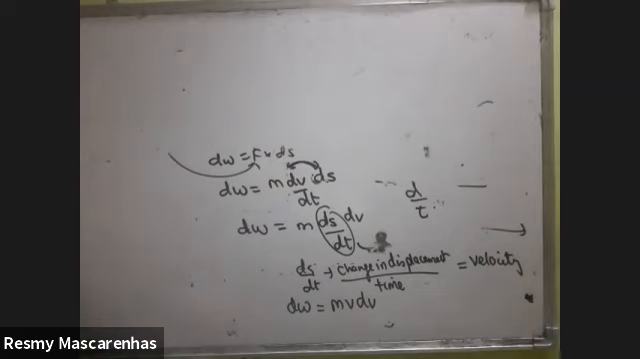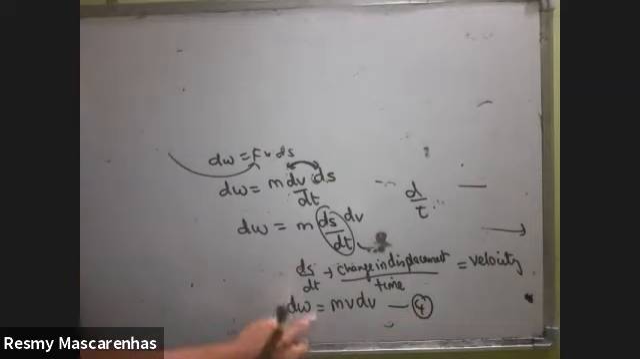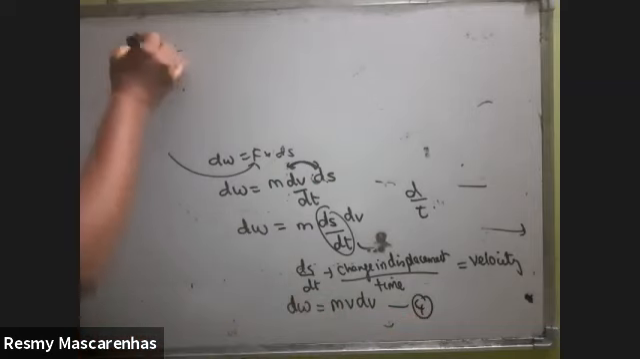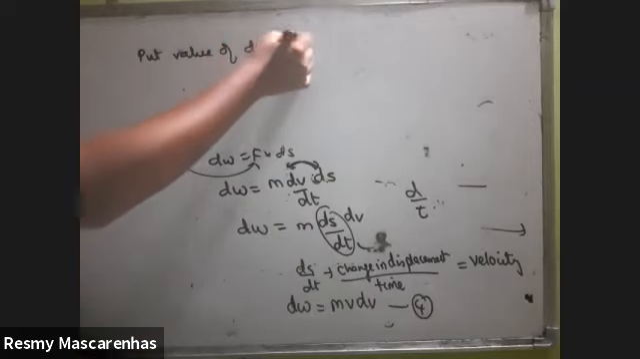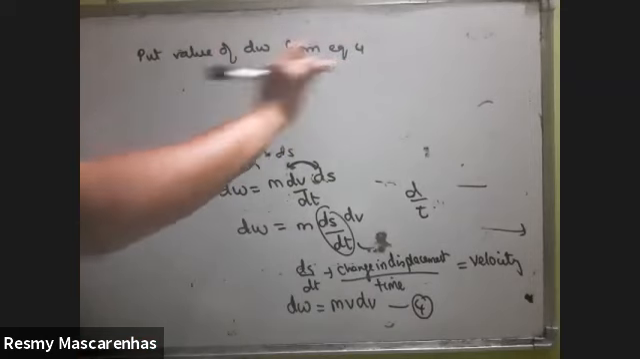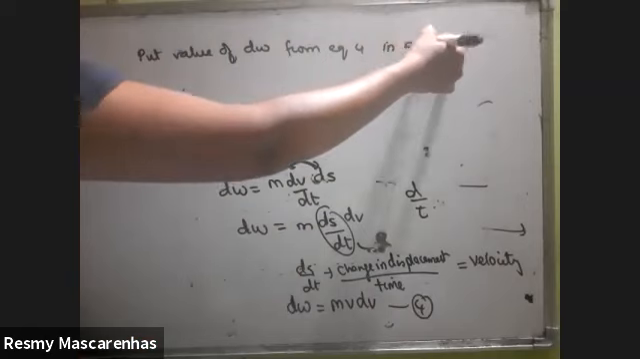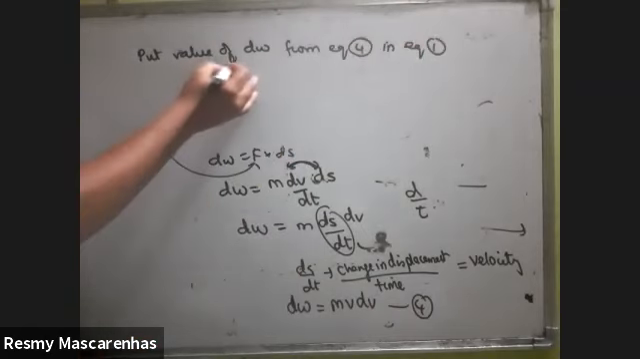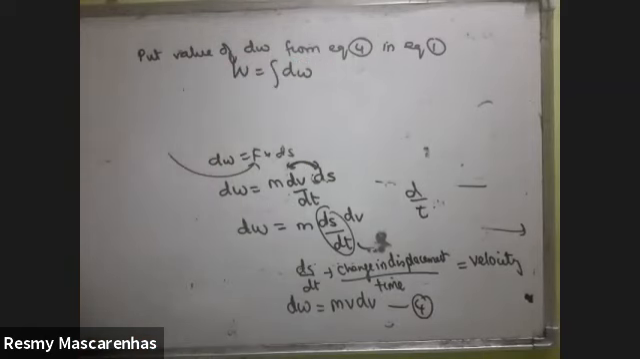So mark this as equation 4. Now put the value of this dW from equation 4 in equation 1. You don't have to write all this in detail for exams. Just put equation 4 in equation 1. So what was equation 1? This was my equation 1. So just put everything here.